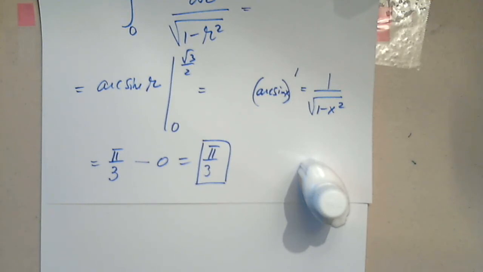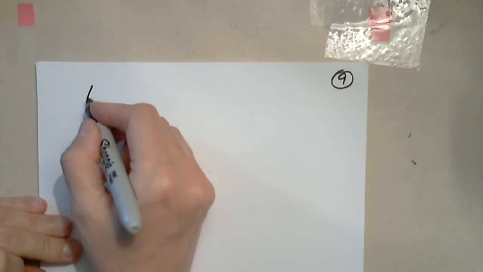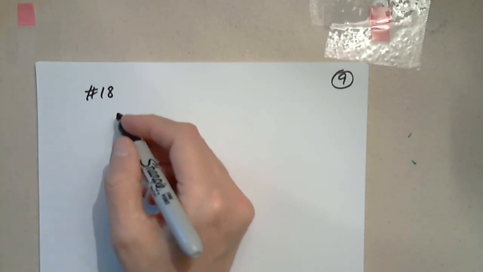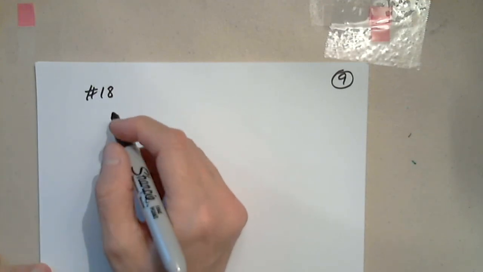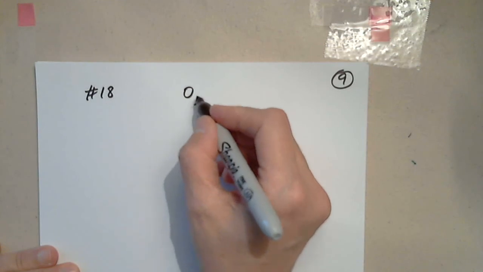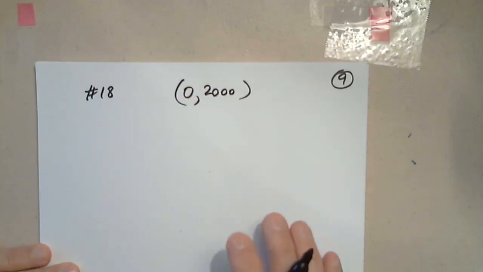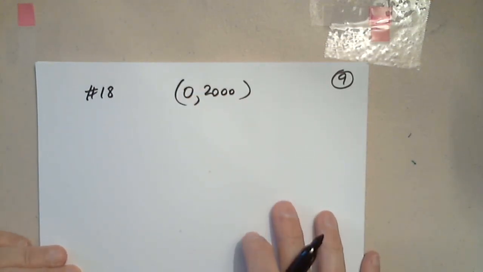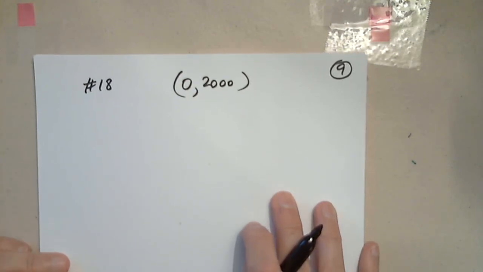How about question 18 on 5.4? 18 it is. Okay. In 5.4. And in my case, it says at time t equals 0, population 2,000, that's an ordered pair. Is that the one that we, am I looking at the correct one? Yes, that's the correct one. Okay.